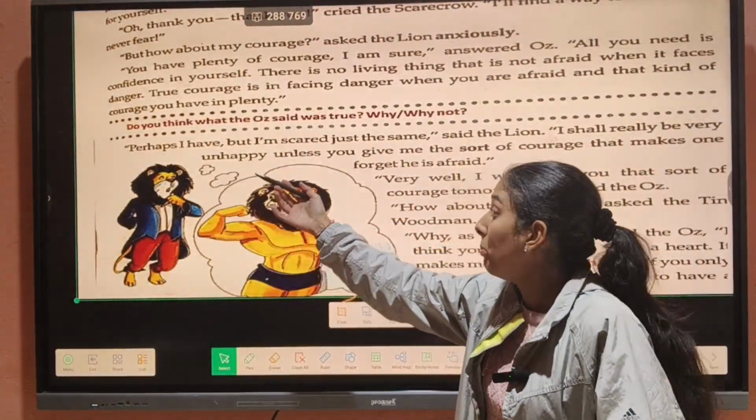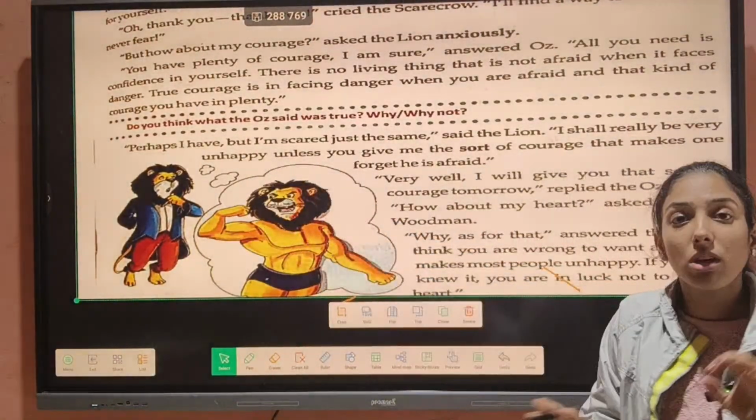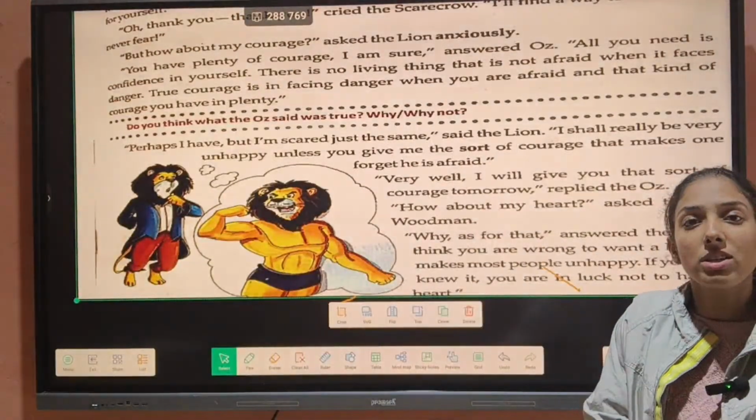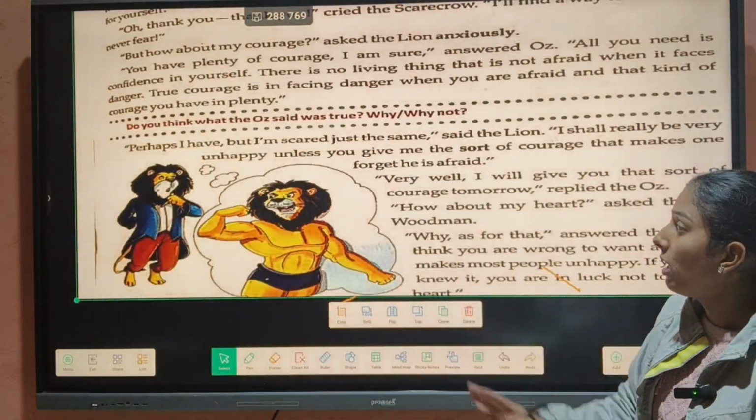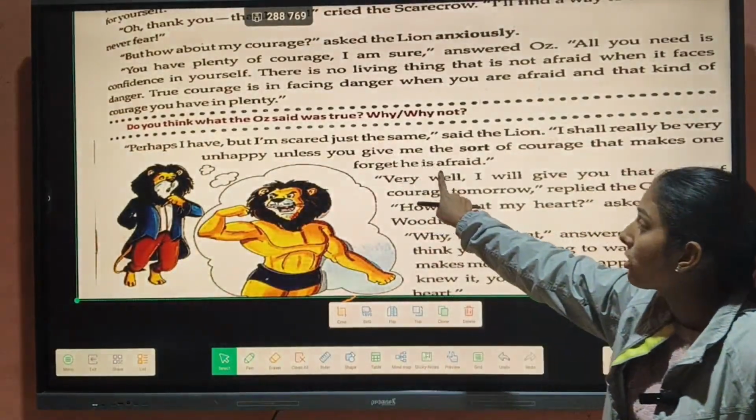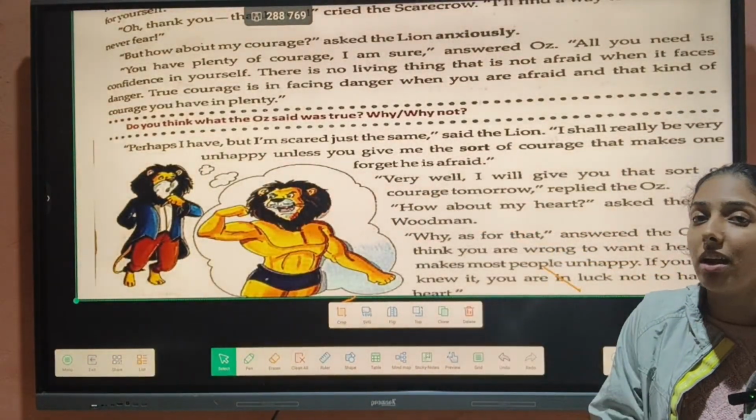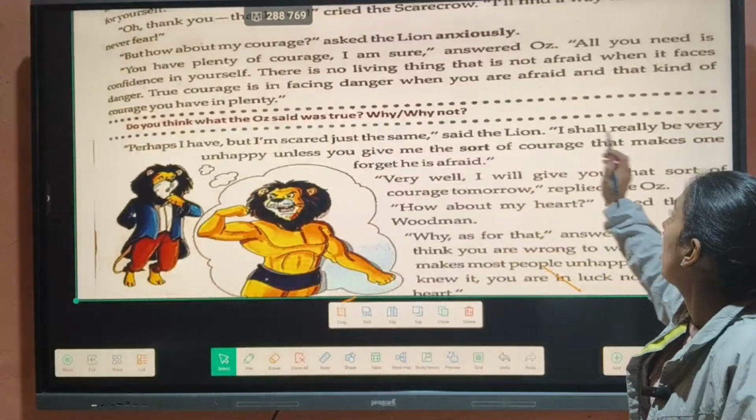Perhaps means maybe. Now the line is saying that maybe whatever you are saying is fine, it is correct. But I am scared just the same. "But still I am scared," said the Lion.